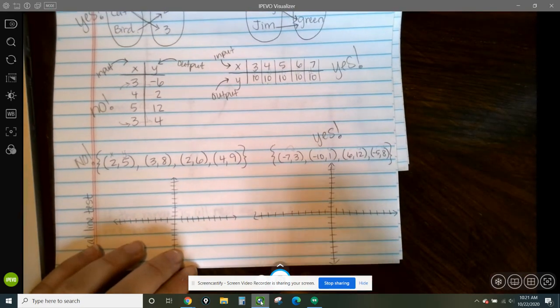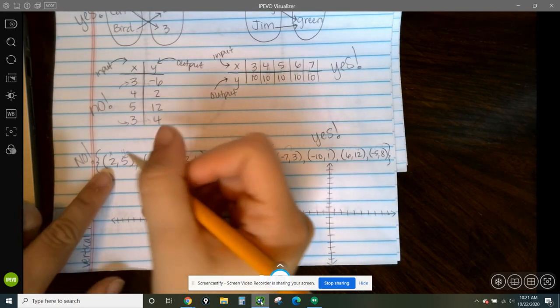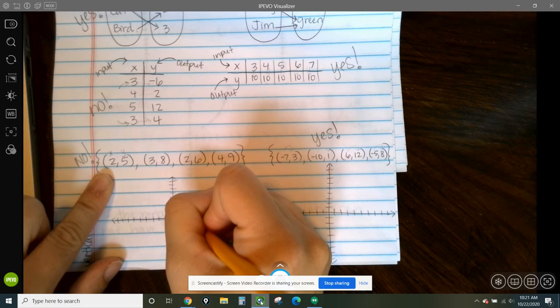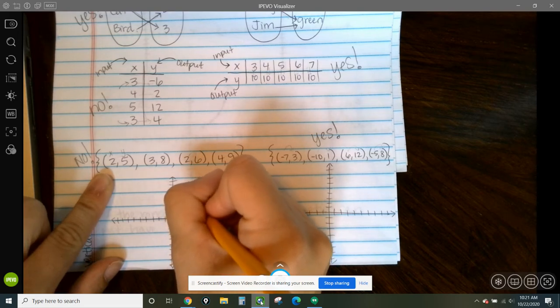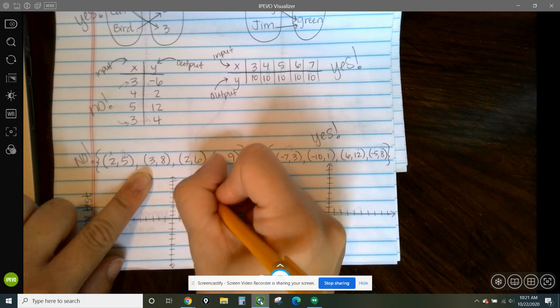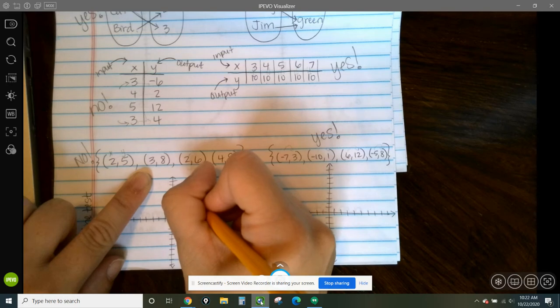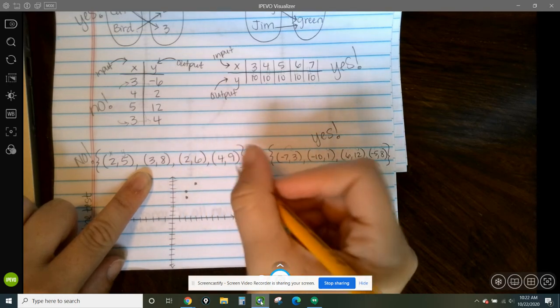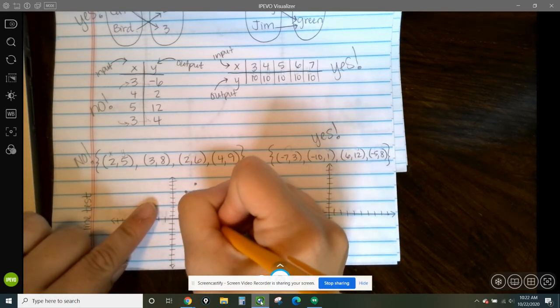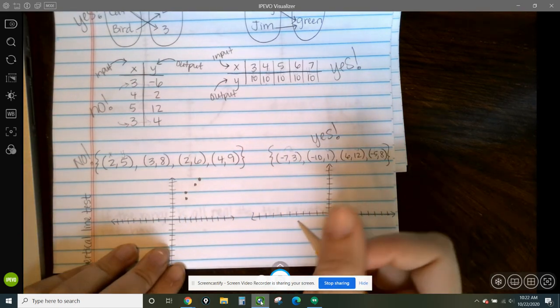Let's look at what this looks like when you graph it, because they also ask you about graphs here. So I'm going to graph these ordered pairs, 2, 5 over 2 up 5, 3, 8 over 3 up 8, 2, 6, so I go over 2 and up 6, and 4, 9 over 4 and up 9. So here's what that looks like graphed.